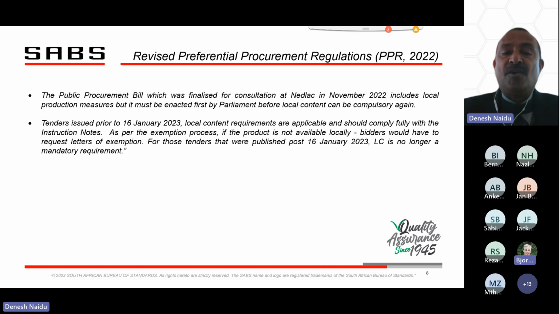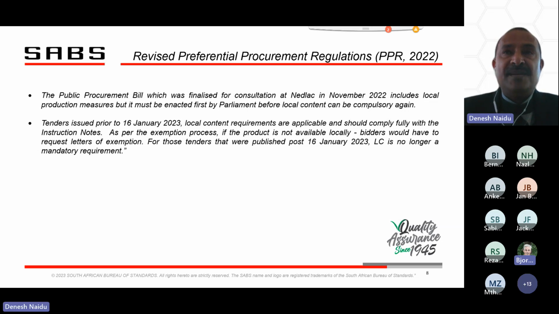So if I can pause there on the Public Procurement Bill, this bill has already gone before Parliament, and it went before Parliament in March. However, as we are aware, the processes turn a little bit more slowly, and as a result, we've got to wait for this particular bill to be enacted before the requirements of local content become compulsory again.